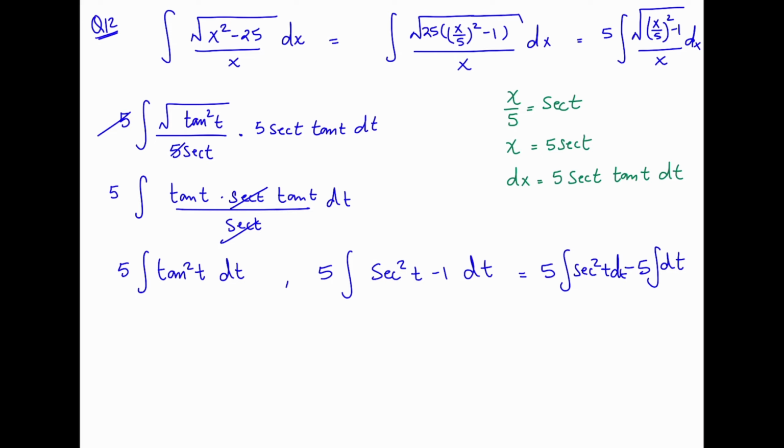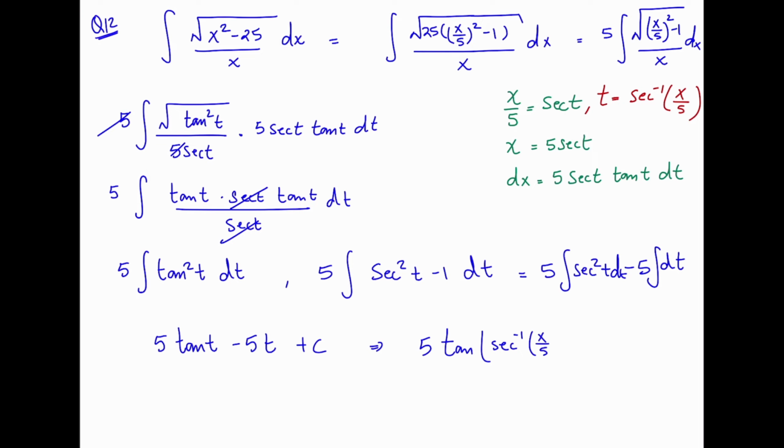So integral of secant squared is going to be tan minus 5t plus c, and t is equal to secant inverse of x over 5. So we get that, and this will eventually reduce to 5 tan of secant of x over 5 minus 5 times secant inverse of x over 5 plus c.